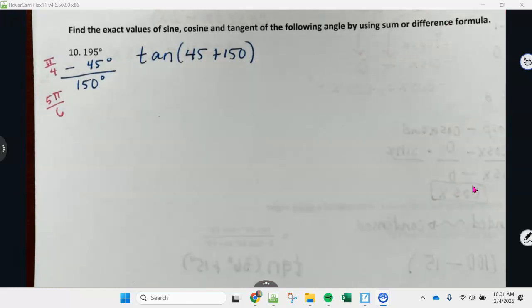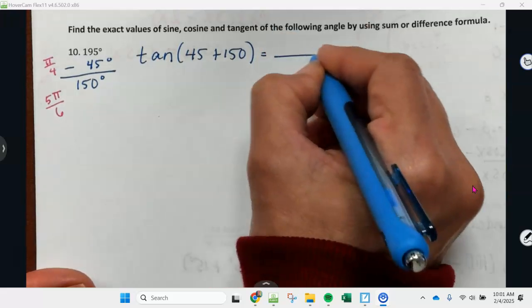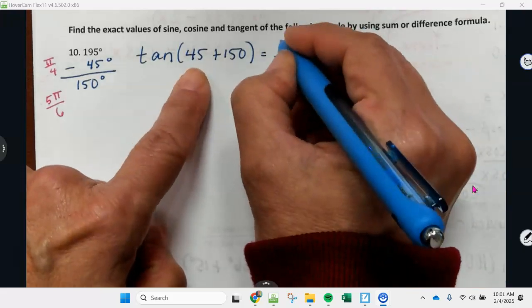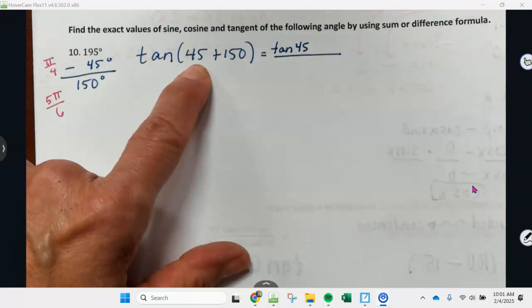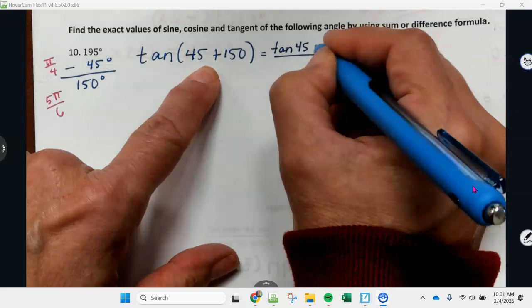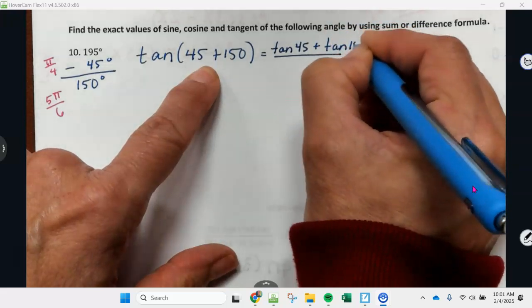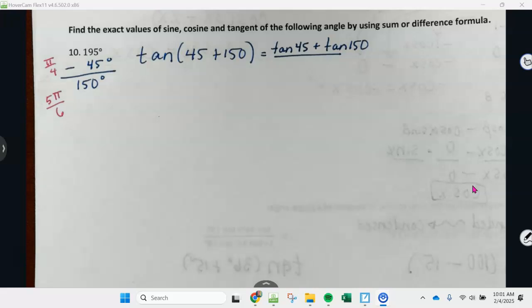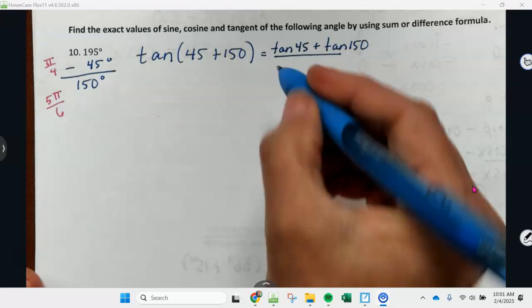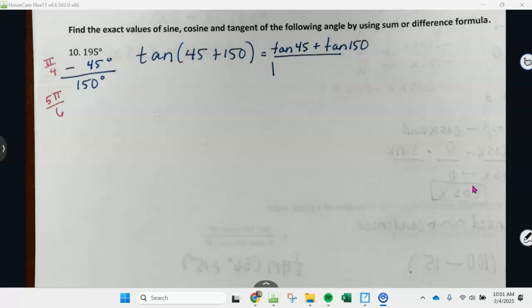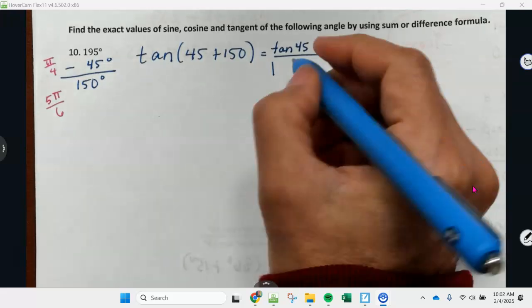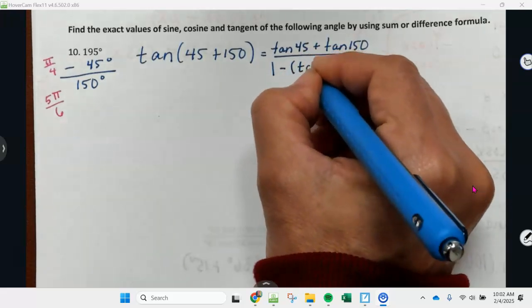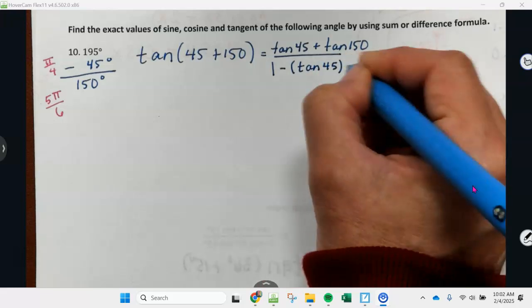Here we go. First of all, tangent is a fraction. And it's going to be the tan value of 45 degrees. I'll just write the template since we haven't really talked about it. The tangent value of 45 degrees plus the tangent value of 150 degrees. Underneath, it always starts with a number 1. And then it's always the opposite sign. So if I wrote a plus sign in the numerator, it's a minus sign in the denominator. And then it's going to be those two tangent values multiplied together.